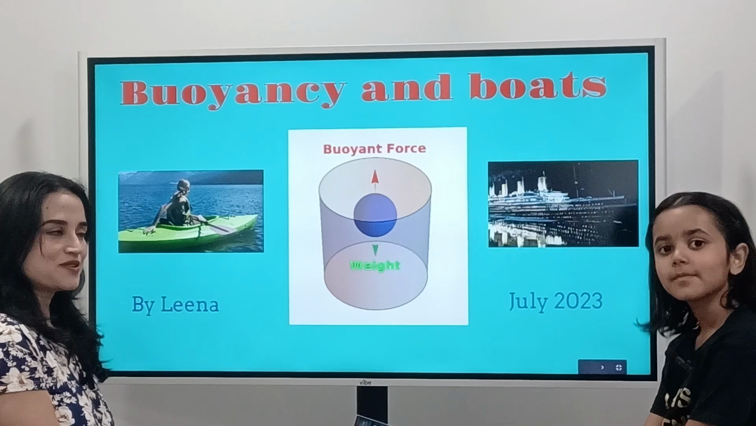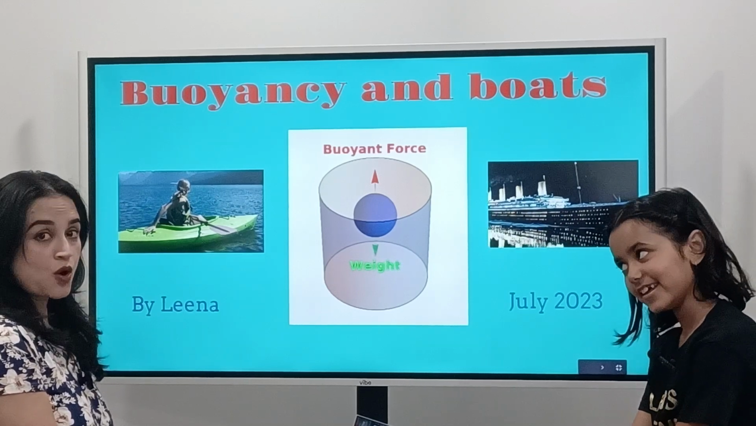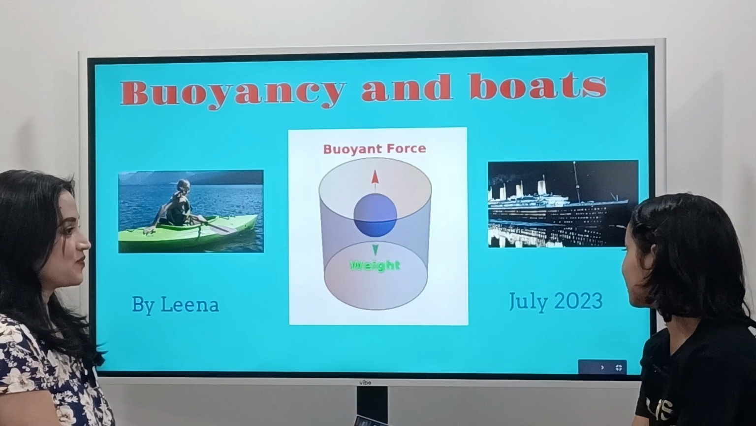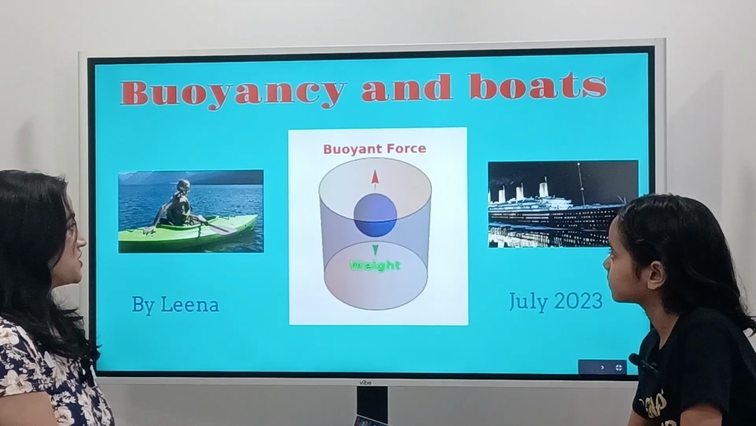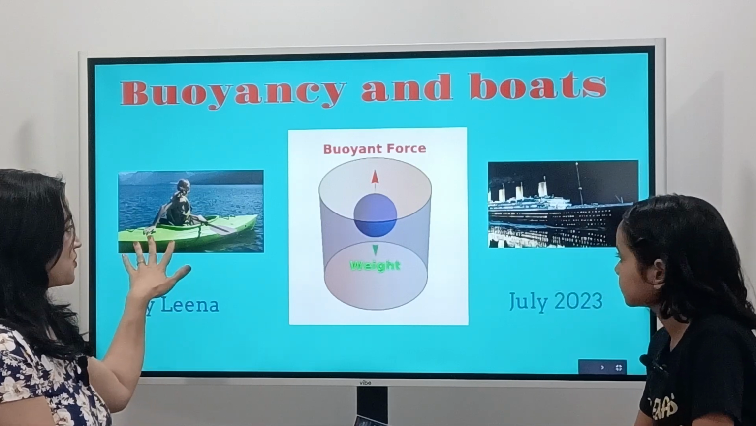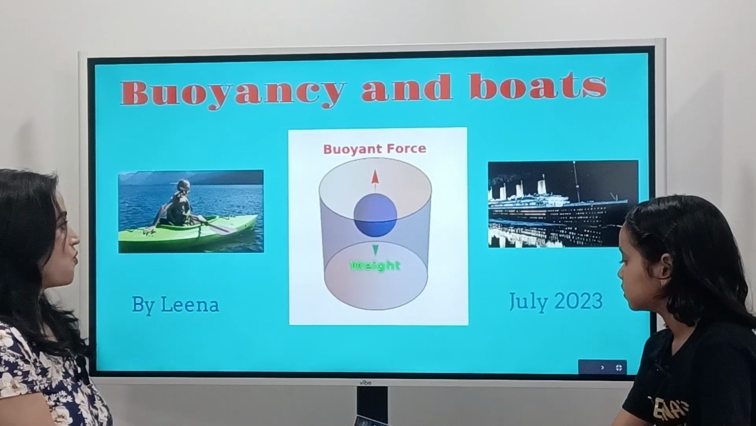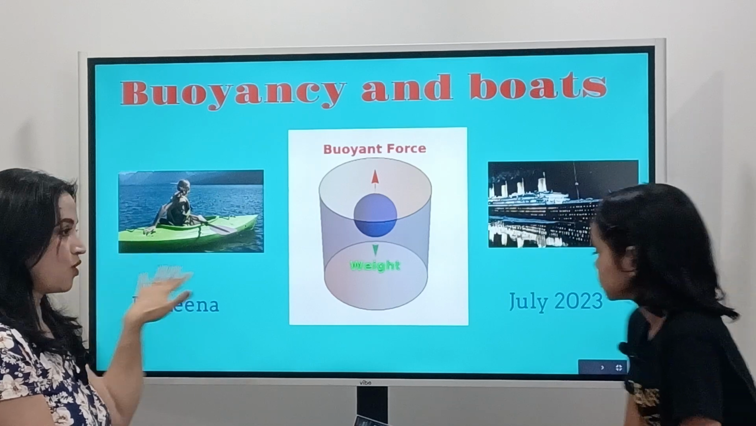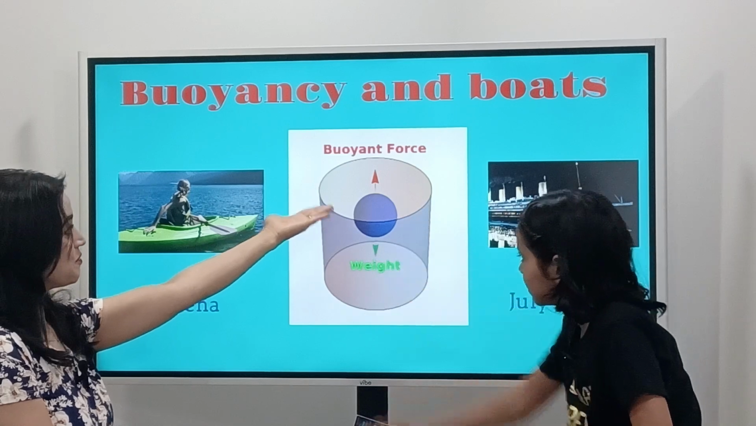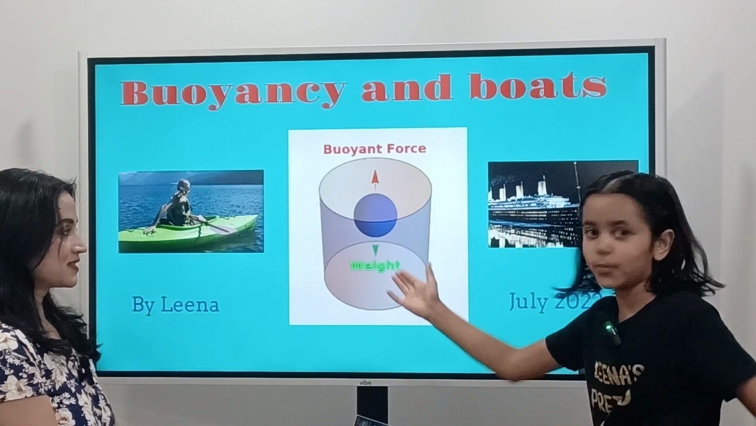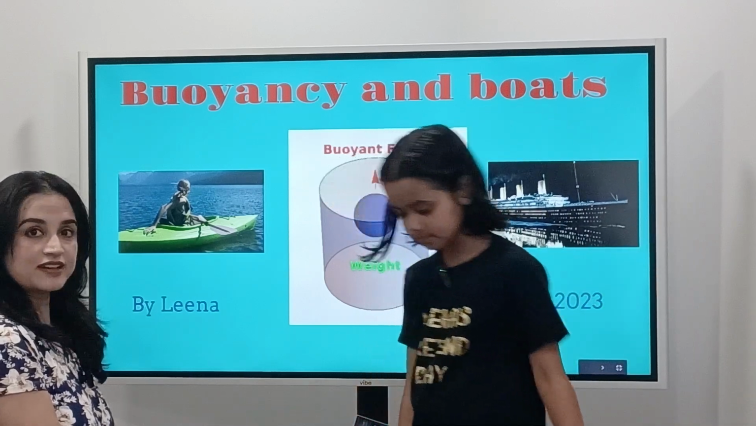So in this video we're going to talk about buoyancy and boats, by Lena, July 2023. In this picture we see a boat, and this is the Titanic that sank. So what is making this boat float? Because of buoyant force, and also weight. Okay, so let's get started.